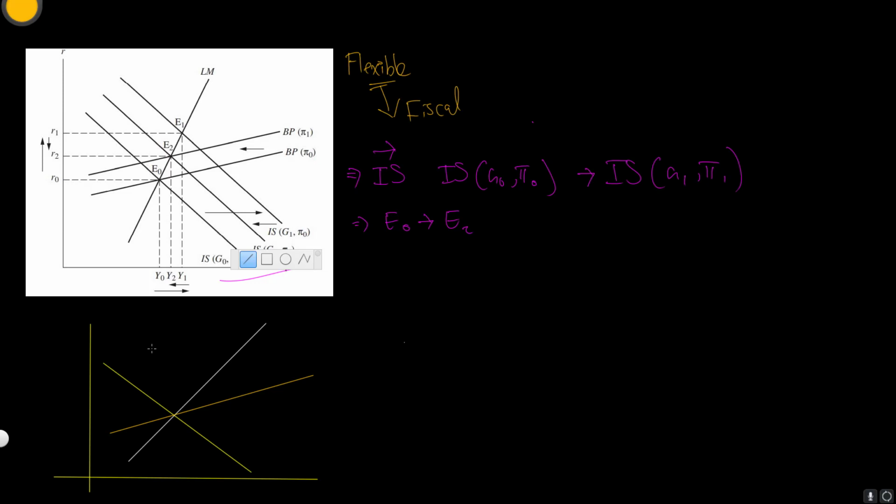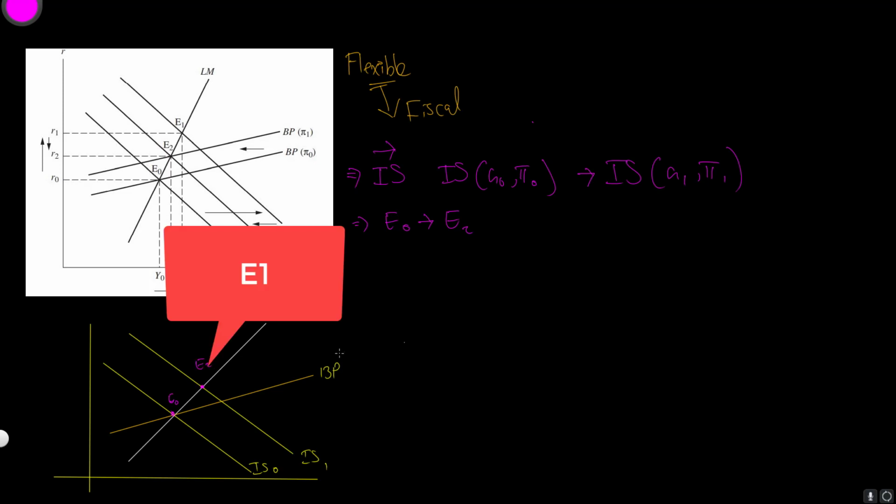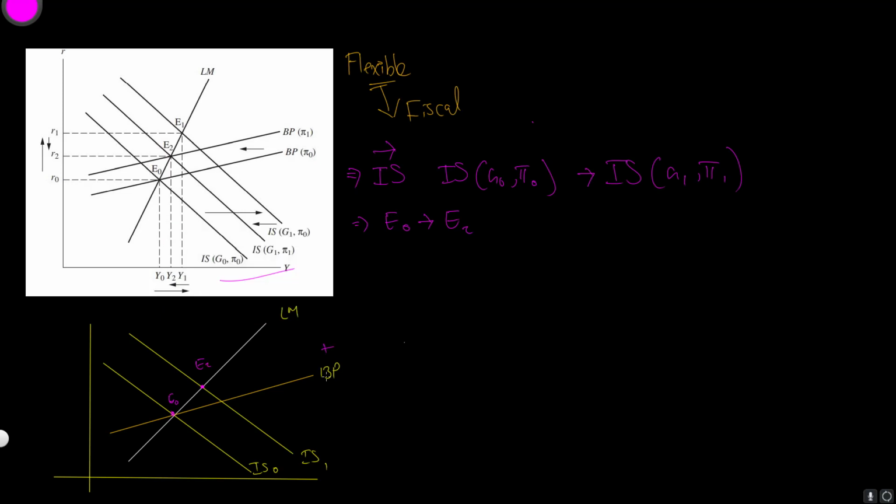Firstly, our IS curve is going to shift towards the right. So let's say that we have a new IS curve being created. Now you will notice that this is our BP line, this is our LM, this is IS1, and this is IS0. Our initial equilibrium point is E0, and this point over here we'll call E2. You will see that E2 is above the BP line, meaning we have a balance of payment surplus.